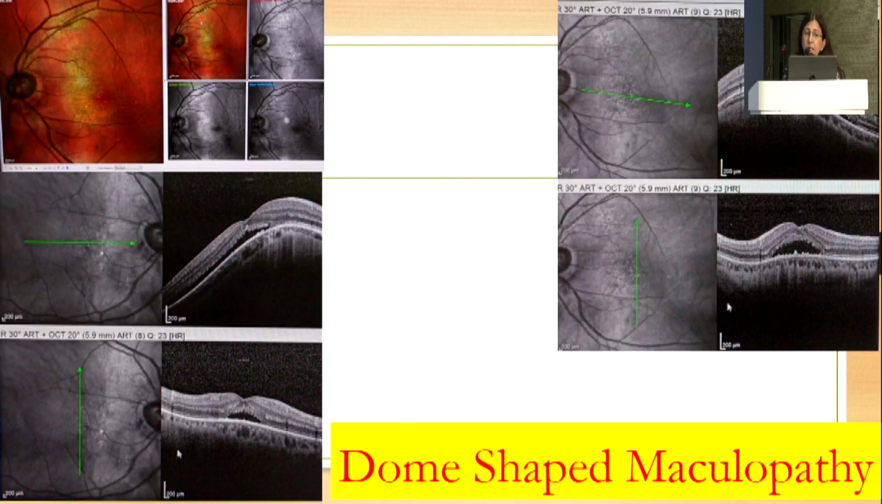Another entity, this is a dome-shaped maculopathy, which is usually seen in high myopia. In advanced cases, we may see subretinal fluid in this.